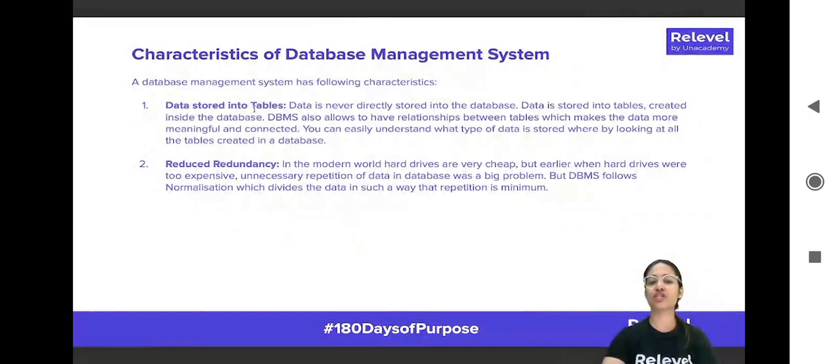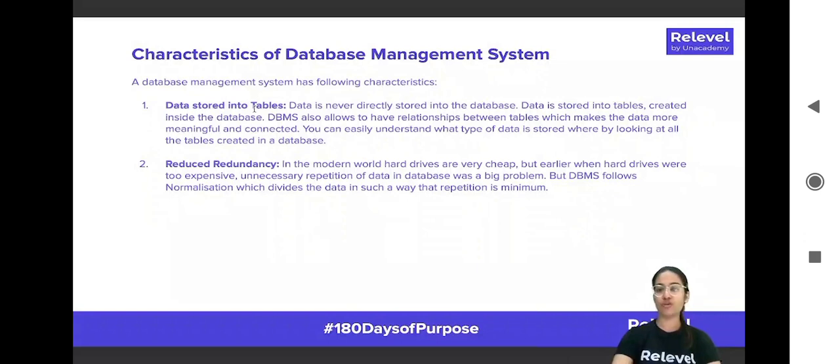So that is the first point, that everything is organized into tables. The second thing is reduced redundancy. In the modern world, hard drives are very cheap, because their usage has gone so low that they have become cheaper now. But earlier, when hard drives were too expensive, unnecessary repetition of data in the database was a very big problem.